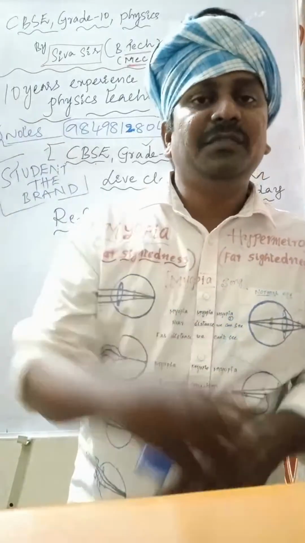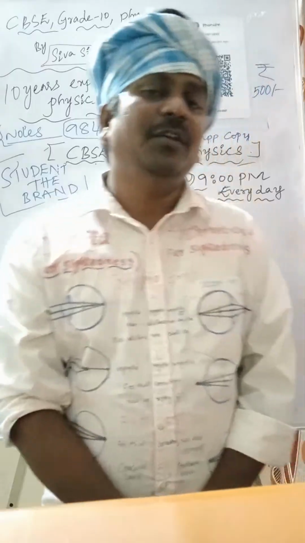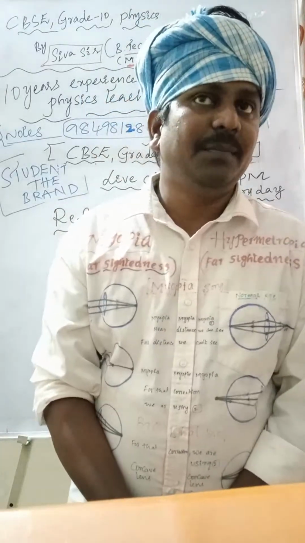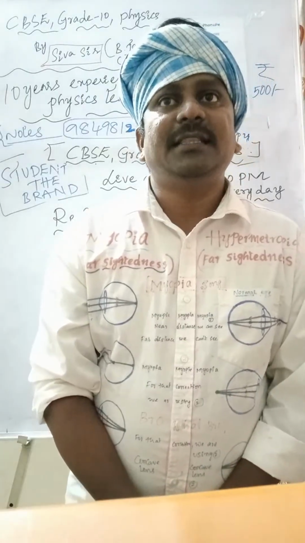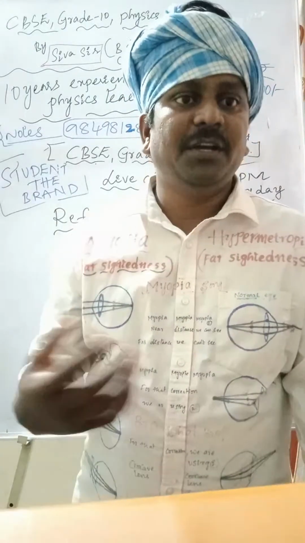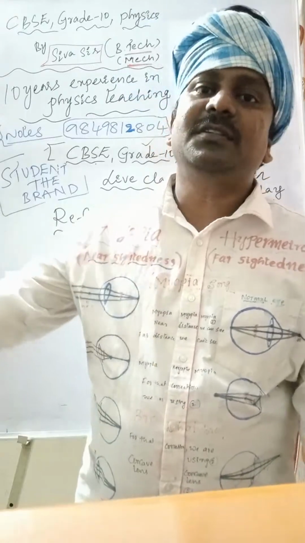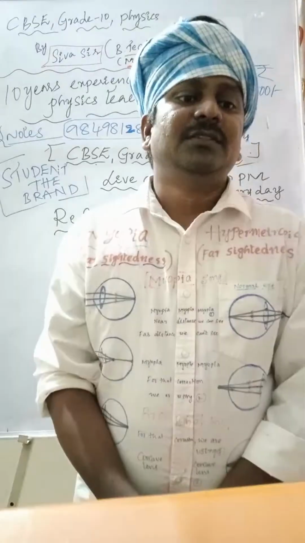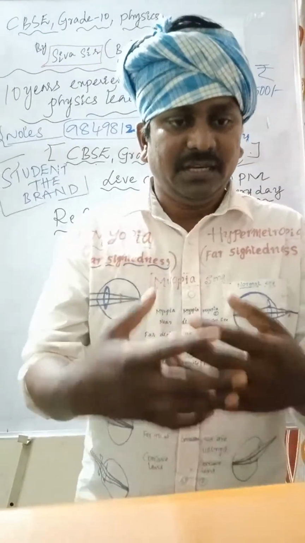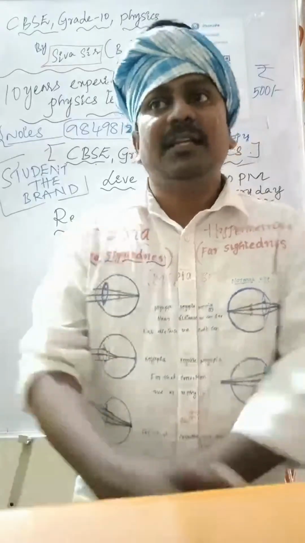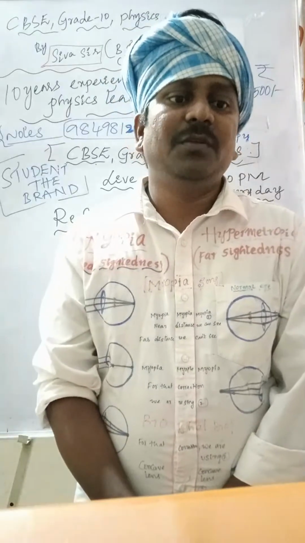According to the defects in front and beyond, two defects will be considered. One is myopia, another one is hypermetropia. Myopia is nothing but the person who has myopia can see near distance objects. He can't see the far distance objects. So the person can see the nearby object, but can't see the far distance object. That is about myopia.